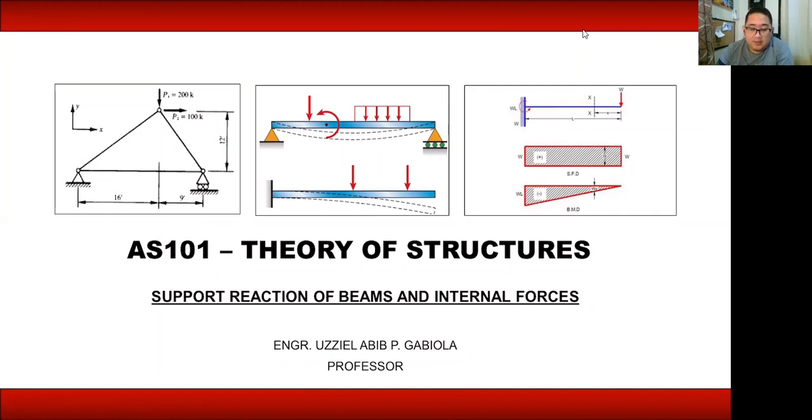And right now we will be discussing yung support reaction of beams and also yung internal forces na tinatawag natin. Okay? So, from our previous lecture, we already determined kung ano yung stability ng structure natin. Ngayon, once na na-prove natin na determinate yung structure natin using the equilibrium equations, we can calculate yung support reaction natin for the time being.